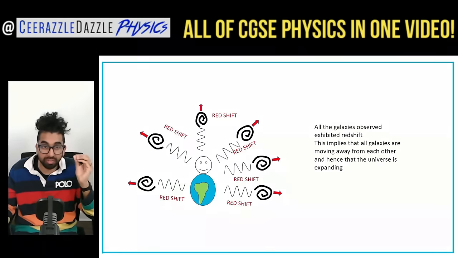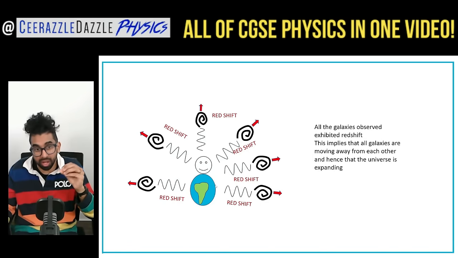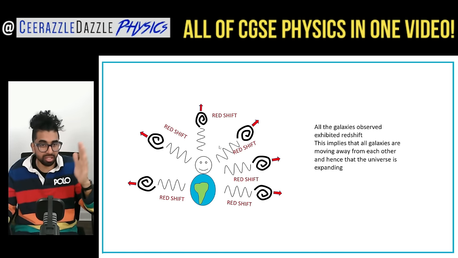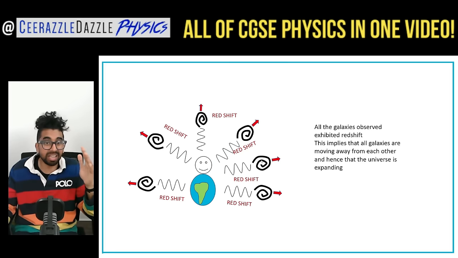So what does redshift tell you about the universe? Well, from Earth, every galaxy which is observed, you will be able to observe redshift. So redshift is observed from every single galaxy. So obviously, if redshift is observed, that tells you that all the galaxies are moving away and therefore the universe is expanding. The Big Bang Theory.